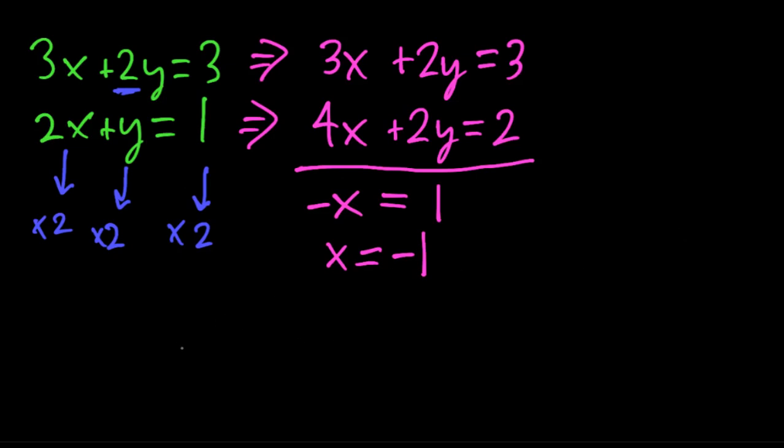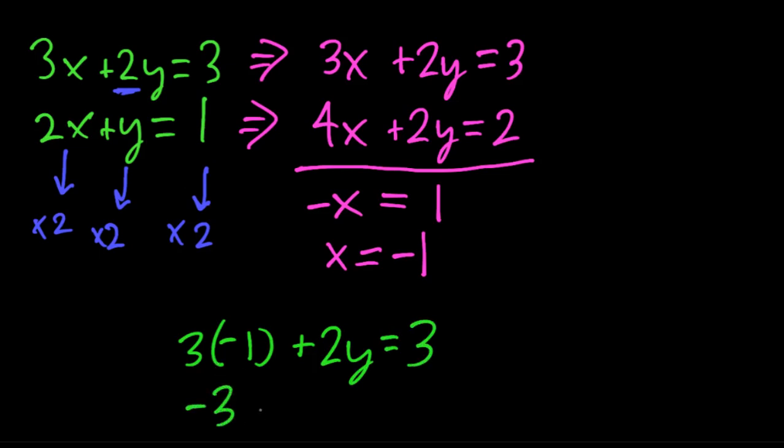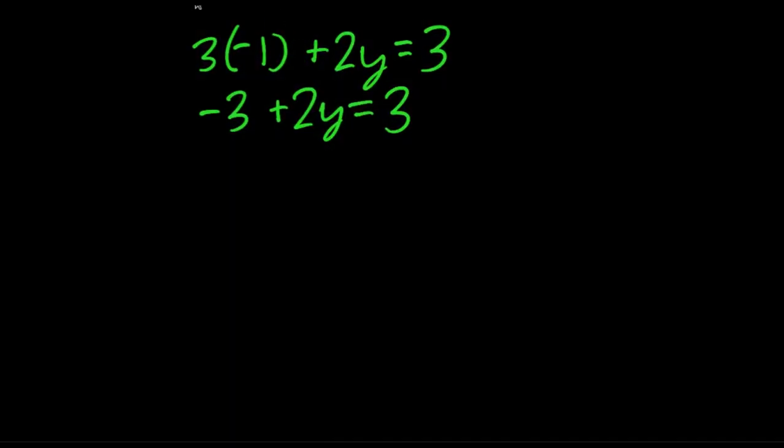So let's do that. So 3 times minus 1 plus 2y is equal to 3. Simplifying that down, we get minus 3 plus 2y is equal to 3. And now, if we just finish tidying that up, we get 2y is equal to 6, and y is equal to 3. Okay, so that's good. Now let's try the substitution method.